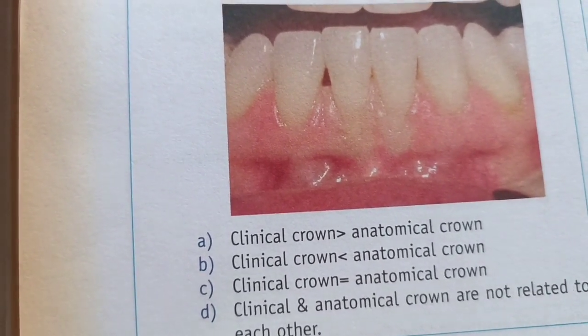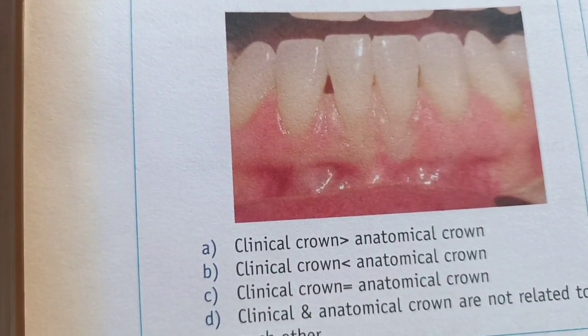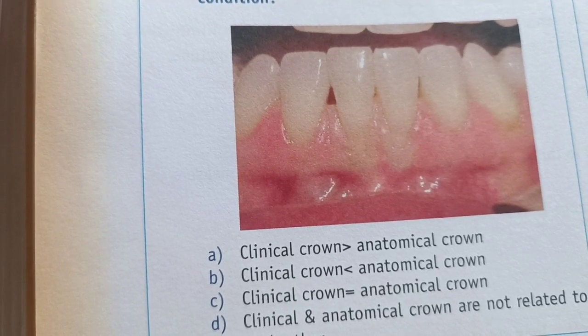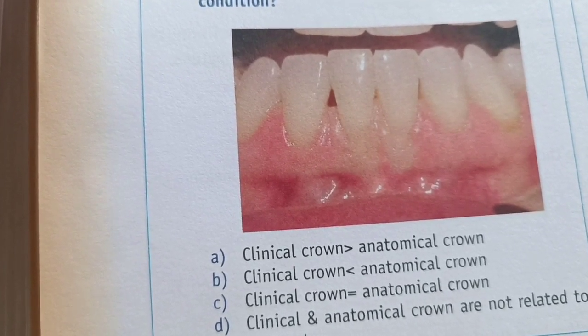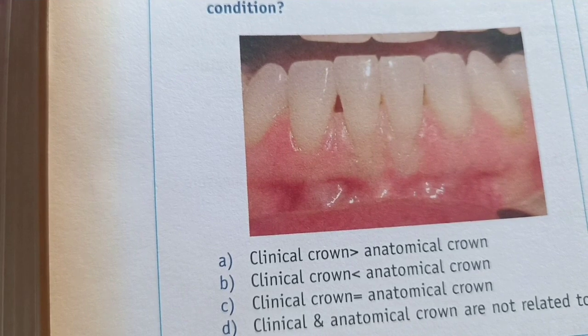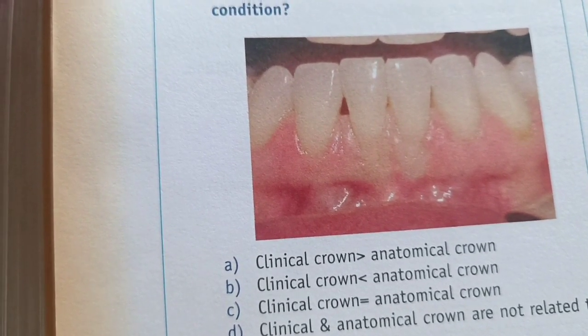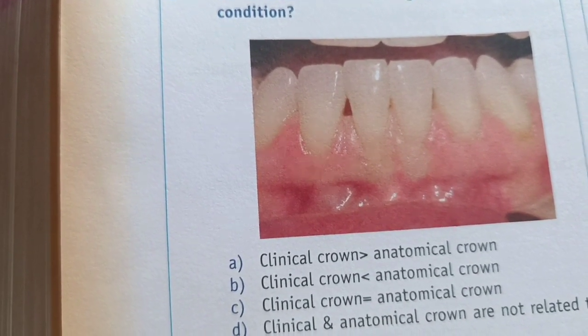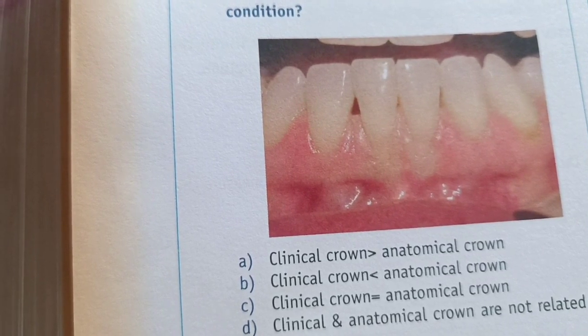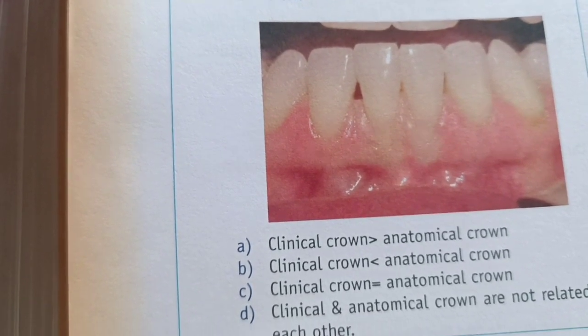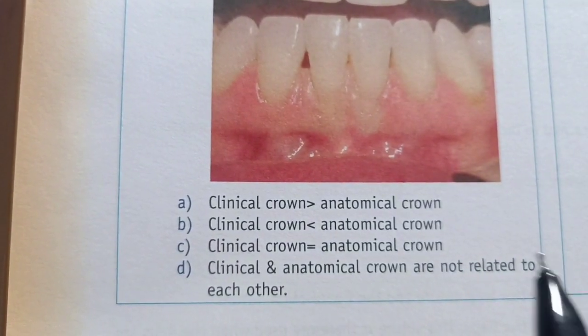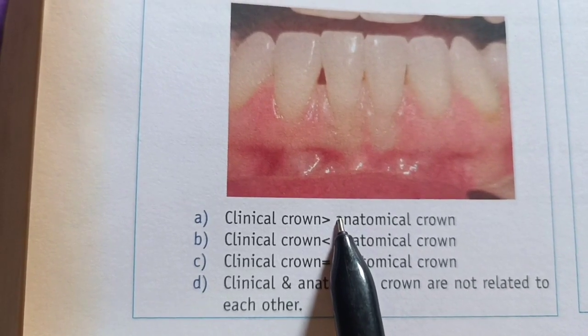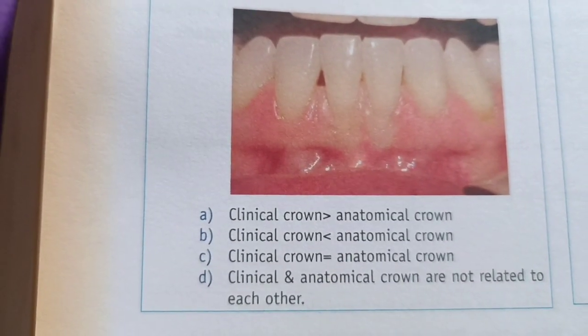How much it can be visible. Clinical crown means part of the tooth that has been denuded of its gingiva and projects into the oral cavity. And clinical root is a portion of the tooth covered by periodontal tissue. So here basically we can see that clinical crown is more than anatomical crown, so the right answer is option A.